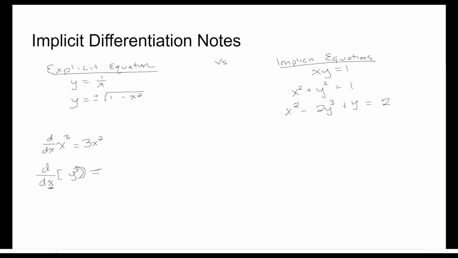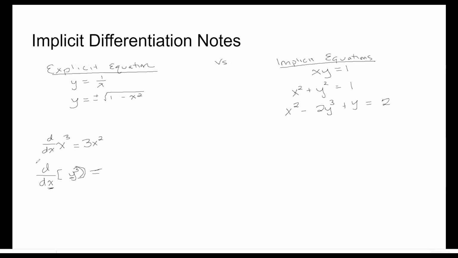And notice this x and this y don't match. So we're going to use our chain rule. We're going to say, all right, I know that y is a function of x, and so I know that somewhere in this function y, there is an x variable. I just don't know what it is.